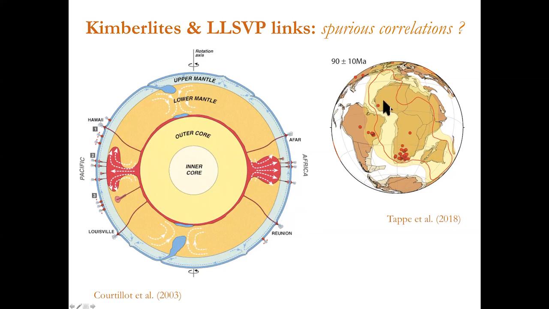And just to reiterate, if we look at the 90 million year kimberlites in Southern Africa and also in Brazil, they sit within the realm of this LLSVP, which is supposed to be the plume generation zone, the edge of this area here from where plume material can start to rise.